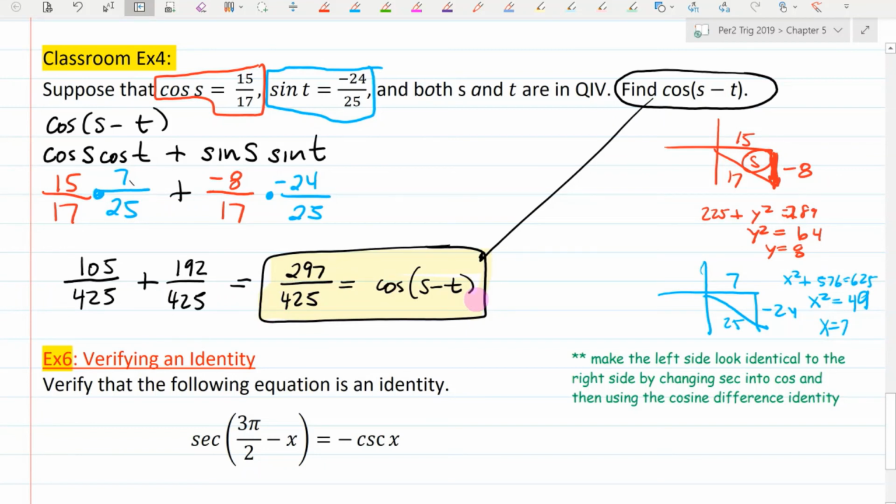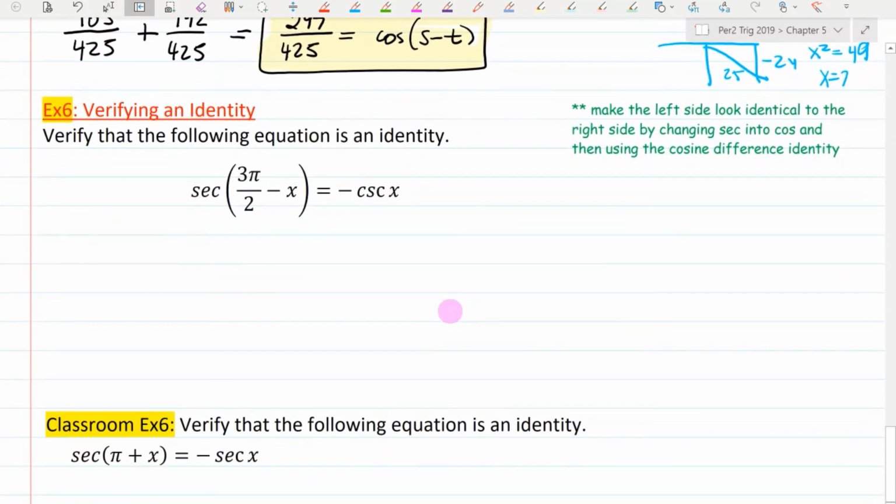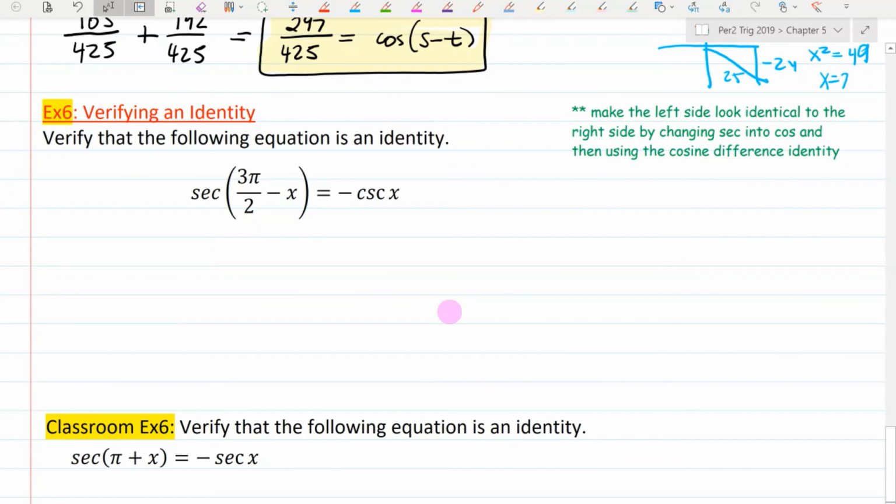All right. Last two problems, we're going to do some identity verifying again. I know that it's your favorite. So we're going to go ahead and do the work here. All we've learned in this section is the sum and difference of cosine. And so you're going to have to use that. Obviously, you don't see any cosine here, but we see secant. And secant is a reciprocal of cosine.